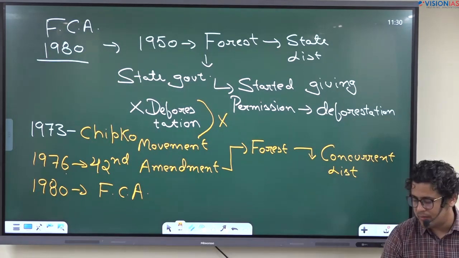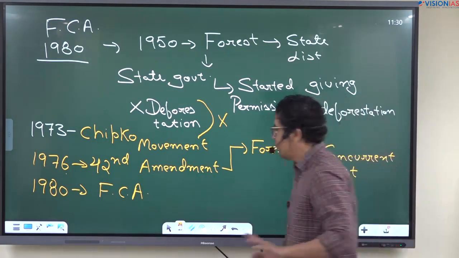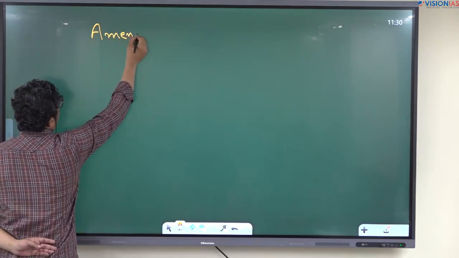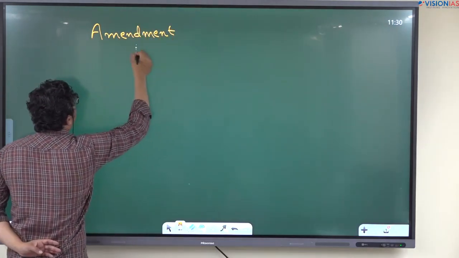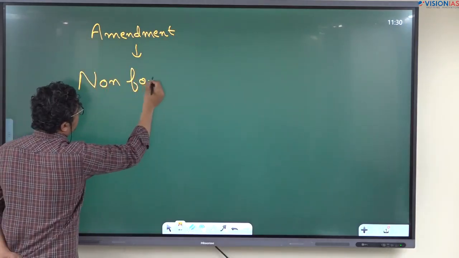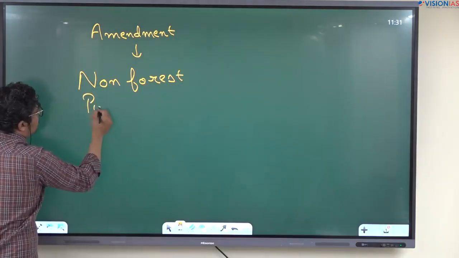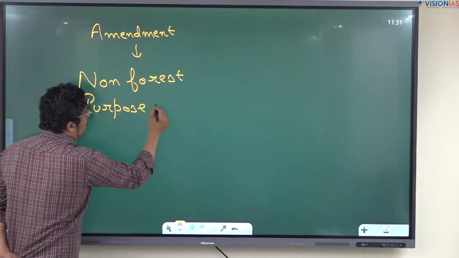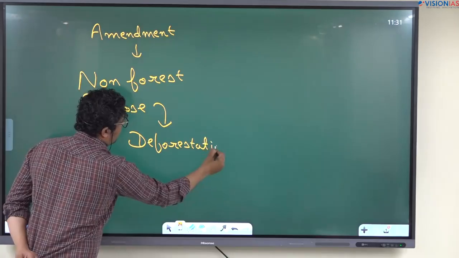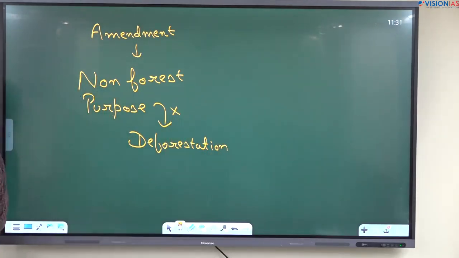See, I'll tell you one amendment under this act. Few amendments were made. One amendment I'll tell you. What you are reading, for non-forest purpose, deforestation would never be allowed. Permission will never be given for this. This is what the act says. You cannot cut a forest for non-forest purpose. Permission would be denied.